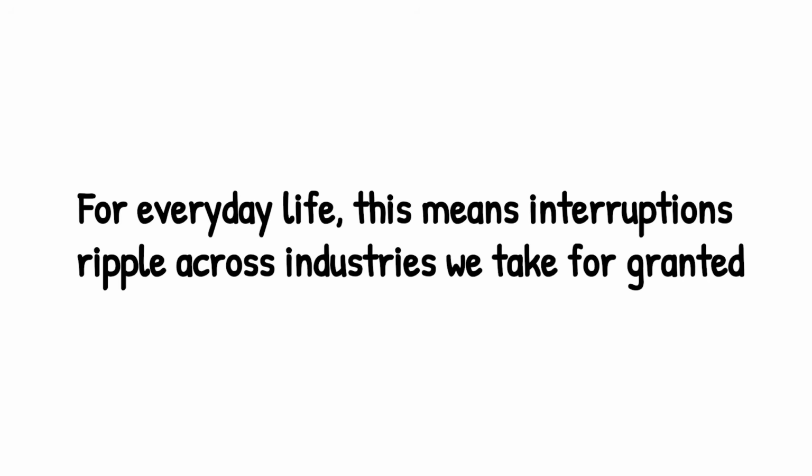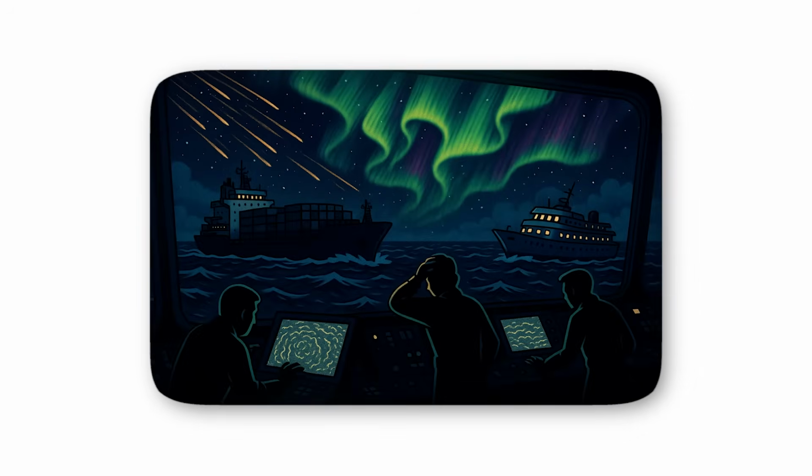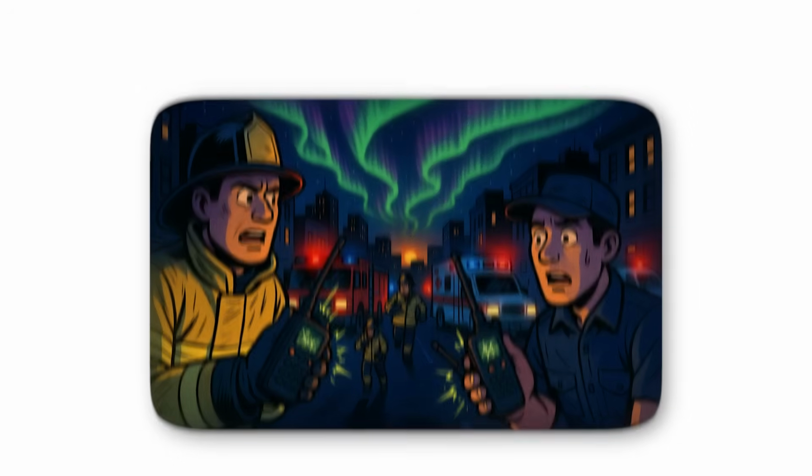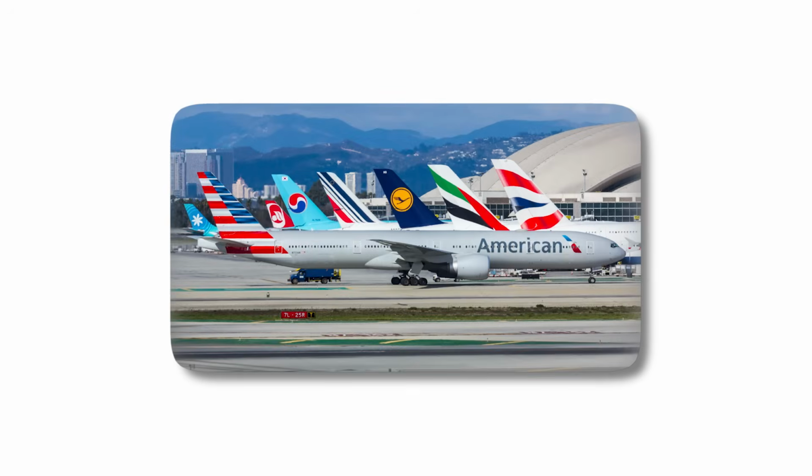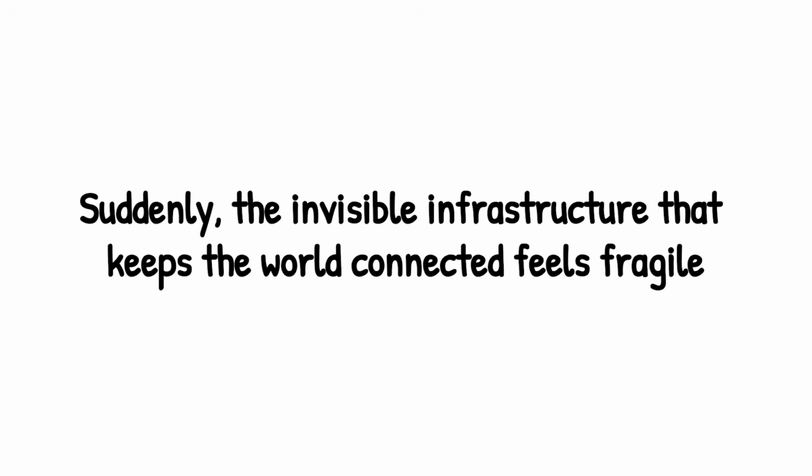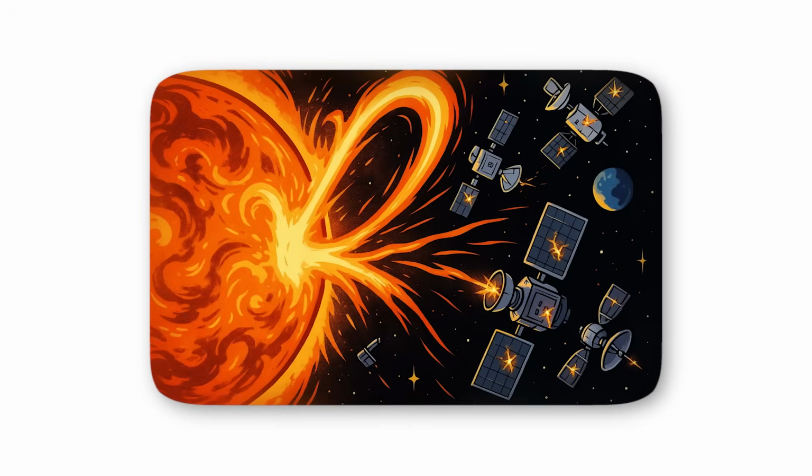For everyday life, this means interruptions ripple across industries we take for granted. Ships lose navigation accuracy in the middle of the ocean, emergency services face radio dropouts, and airlines spend millions rerouting flights. Suddenly, the invisible infrastructure that keeps the world connected feels fragile. But it's not just about communication. M-class flares at the upper end can trigger solar radiation storms, intense enough to damage satellites outright.